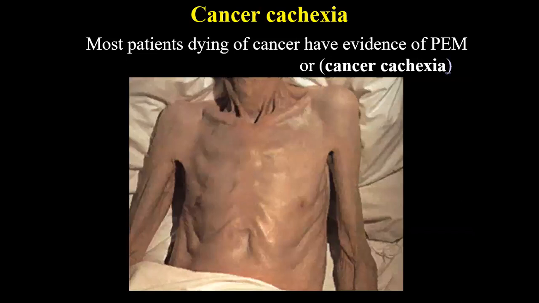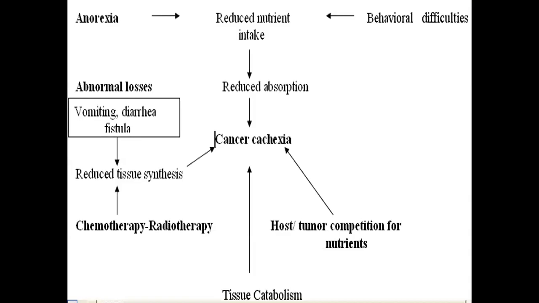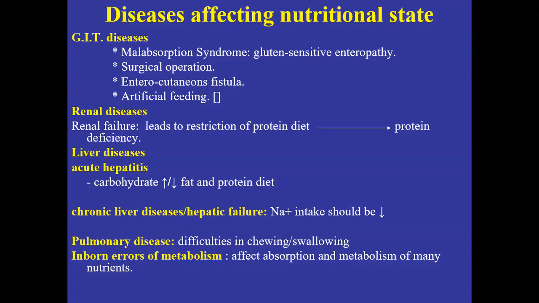This is the cancer cachexia. Most of the patients dying of cancer having evidence of protein energy malnutrition أو بما يسمى بالcancer cachexia. هنا إنه الانوركسيا راح يصير عندنا reduce of nutrient intake, reduce absorption و leading to the cancer cachexia وبيها catabolic state تزداد, الكيموثيرابي اللي ياخذه, competition with the cancer cell.